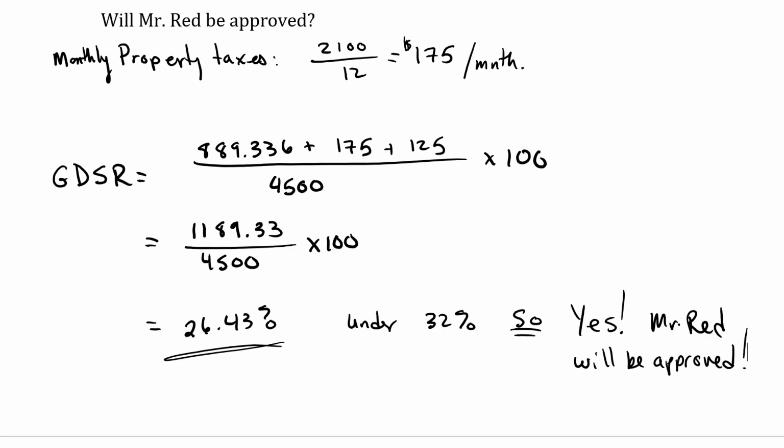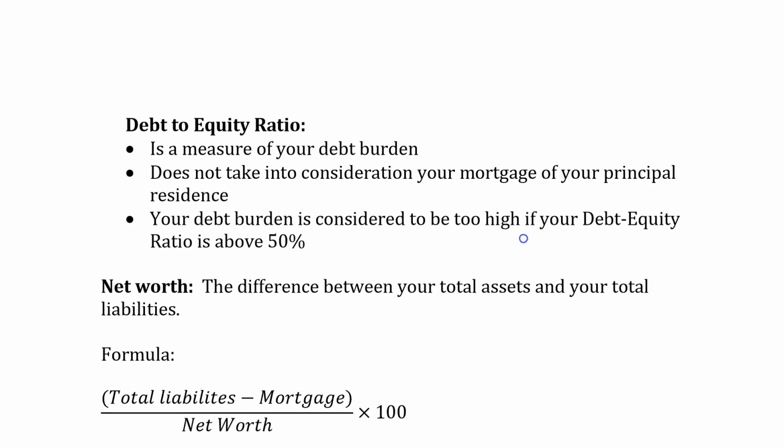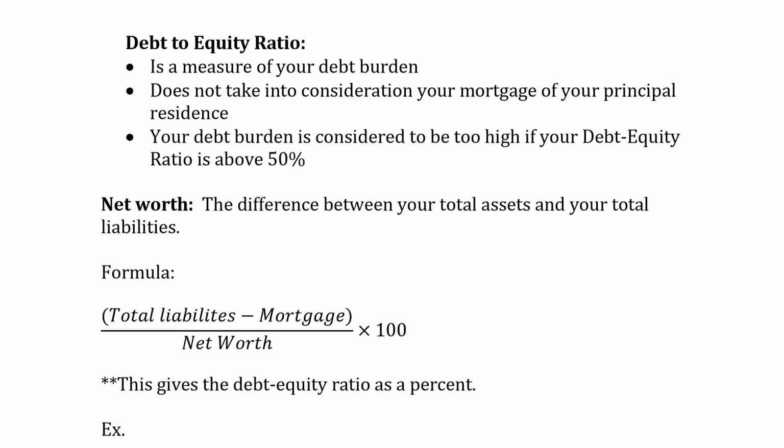So this is just for whether or not you can afford a house, but what about your debt to equity ratio? Now, the debt to equity ratio is a measure of your debt burden. It does not take into consideration your mortgage of your principal residence, so your home. You don't have to consider that one, but it's just all of your other loans. So we're talking about credit cards and lines of credit or any other kind of personal loan that you have. Your debt burden is considered to be too high if your debt to equity ratio is above 50%.